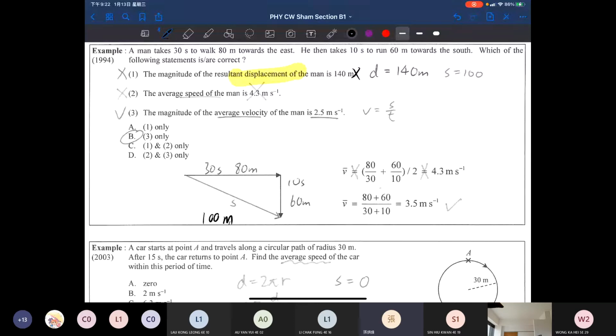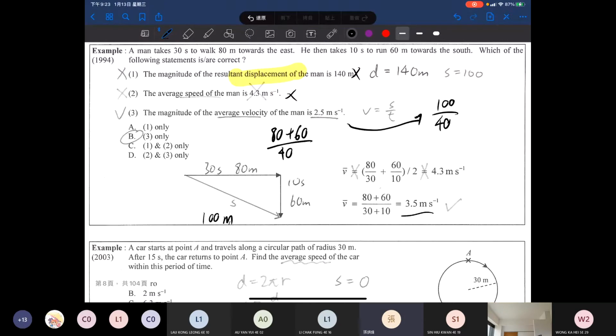Next, the average speed of the man. It takes 30 seconds to go, so the distance traveled is here. For the average speed, it would be 80 plus 60 over 40, so it would be 3.5. Then, the magnitude of the average velocity of the man is 2.5. That is 100 over 40, because it is the displacement over the time, so it will be 2.5.